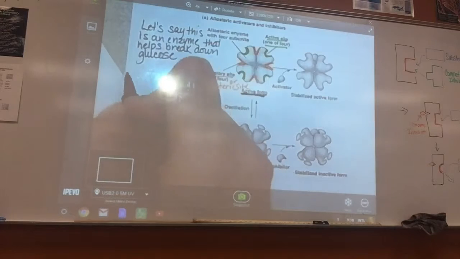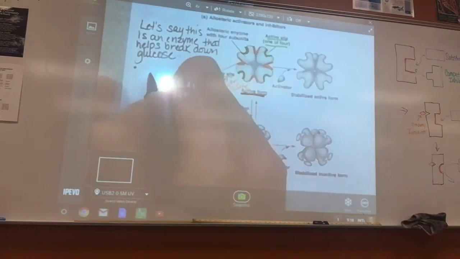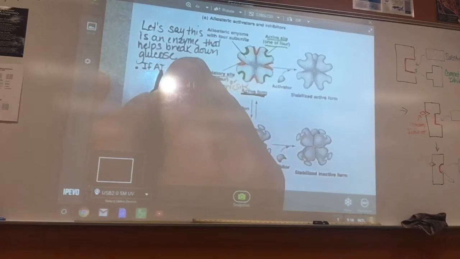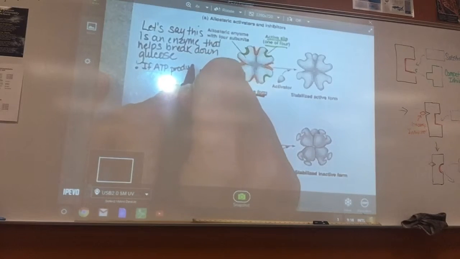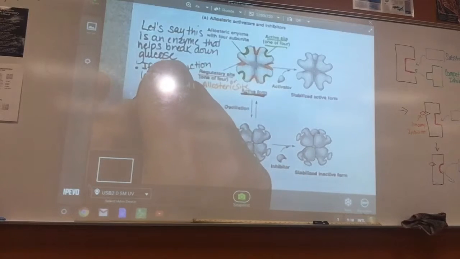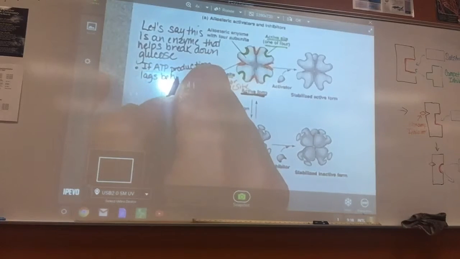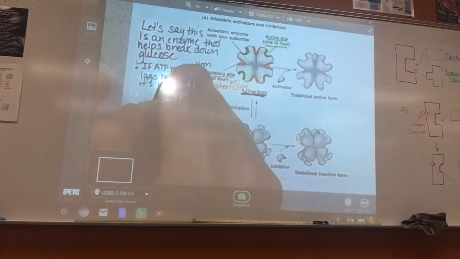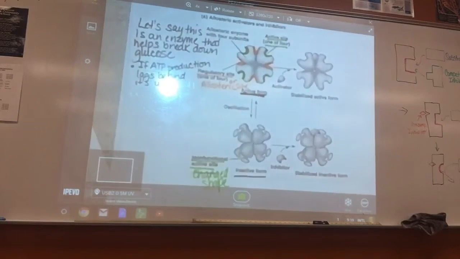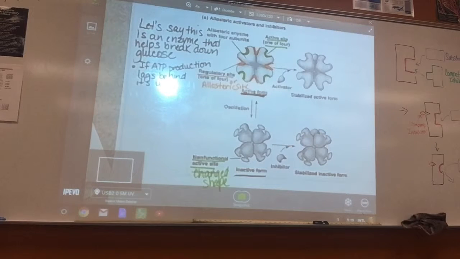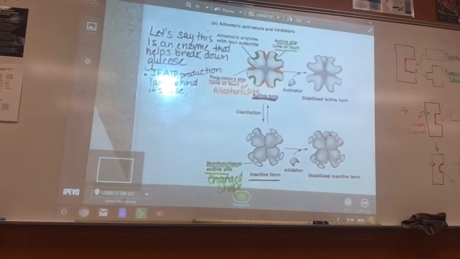So let's write this here. If ATP production lags behind its use, before I finish that sentence, let's look at that chart on the board. ATP production lags behind its use. What's happening more, the reaction on the left or the reaction on the right? Meaning, is ATP being made or is ATP being broken down more? ATP production lags behind its use.